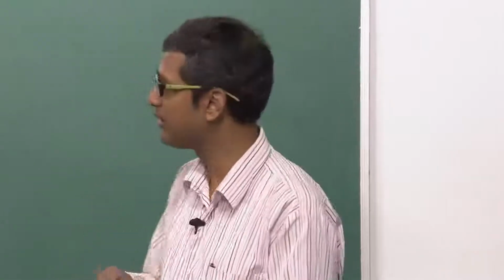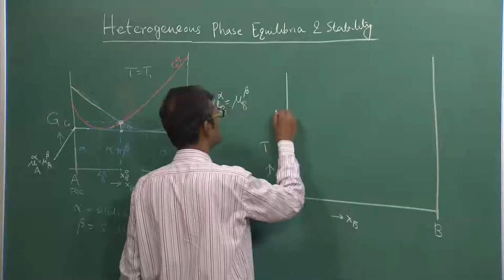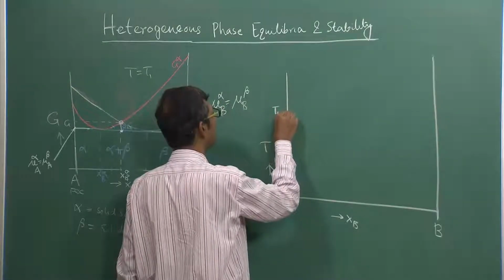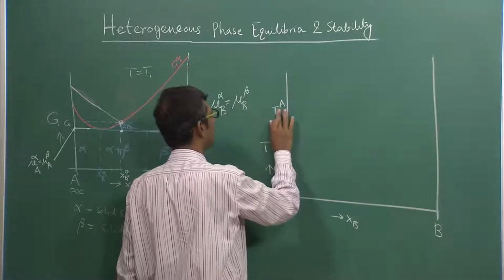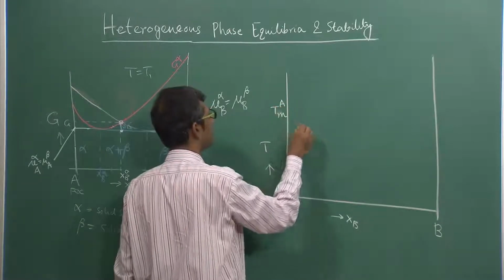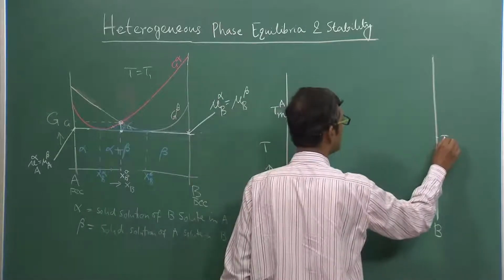So the first case we are going to discuss is that there is a meeting point of both the solidus and the liquidus. Let me just draw the phase diagram, then it will be clear to you. Suppose this is A, TMA, and this is TMB.